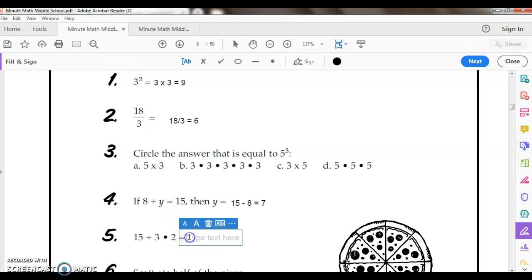Number 5. The way you could do it is 15 plus 3, which should give you 18. And then multiply that by 2, which will give you a bigger number. 18 times 2 equals 36.